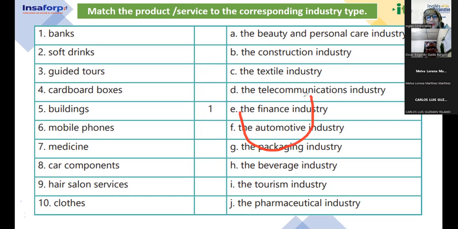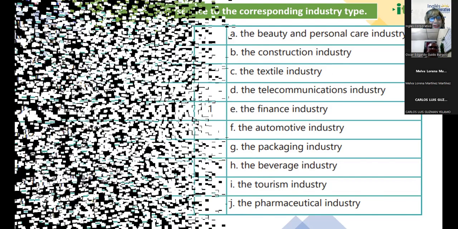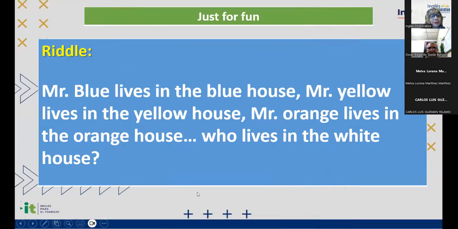El gato rizoma. Oh, okay. No, next. Let's do the riddle. Okay.